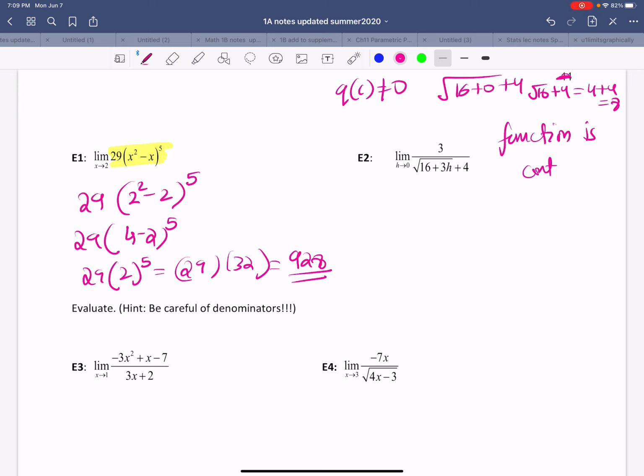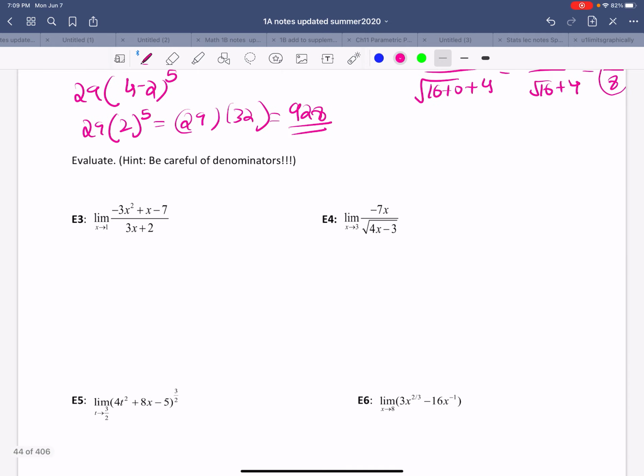That means I can go ahead and evaluate at h equals 0. The numerator doesn't care about h because there's no variable in there. The denominator would be the square root of 16 plus 0 plus 4. So 3 over the square root of 16 plus 4, which is 3 over 4 plus 4, and that's 3/8. That's going to be our limit.